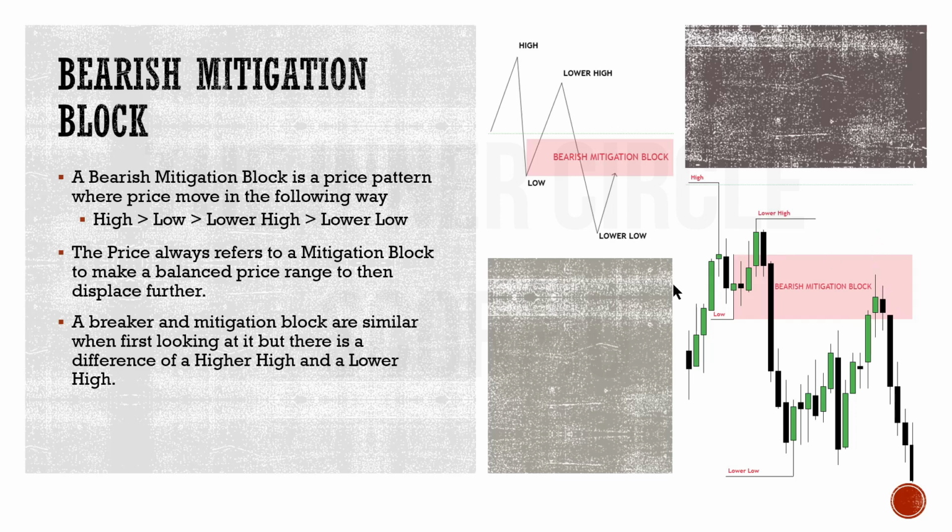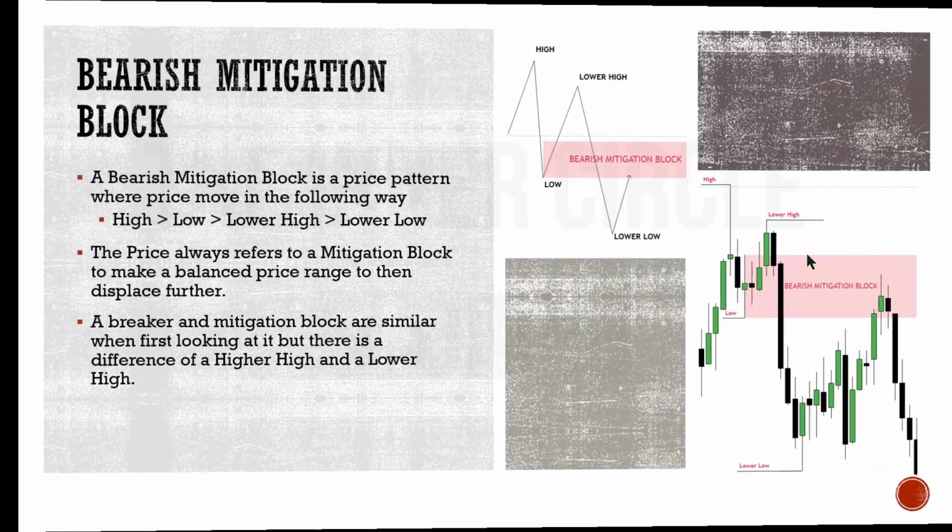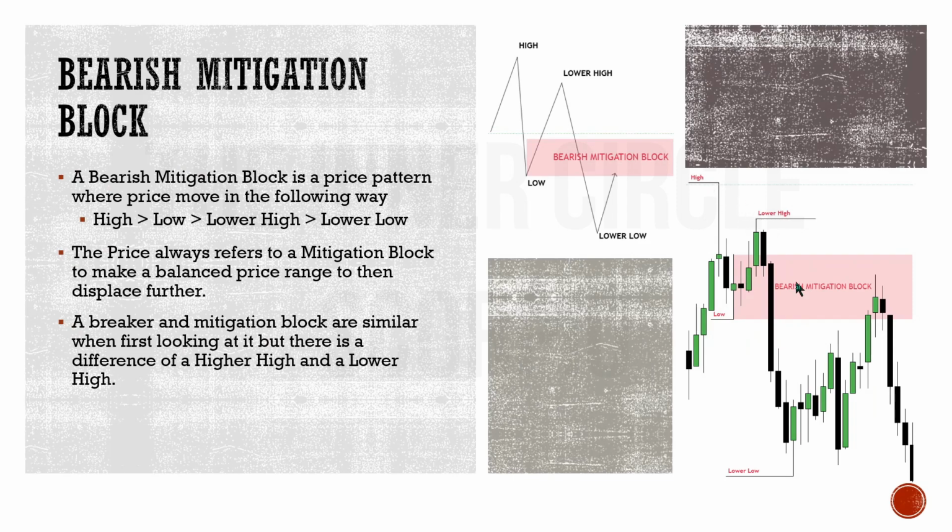We will not close above it to make a balanced price range to then displace further, which we did over here. A breaker and a mitigation block are similar when first looking at it, but there is a difference of a higher high and a lower high. So here we made a high, we made a low, we made a lower high, we make a lower low, and then we displace lower. As you can see, pretty similar here, but we made a higher high, and here we made a lower high, as you can see over here.